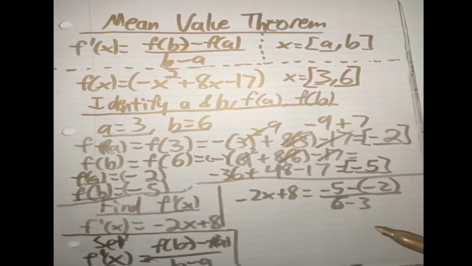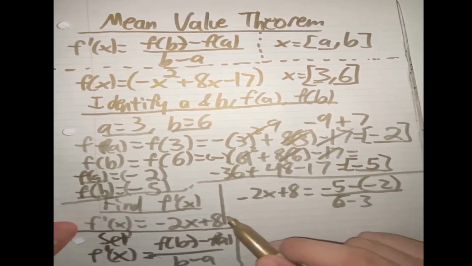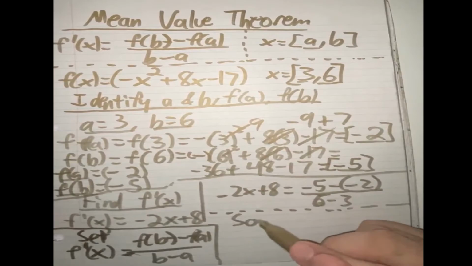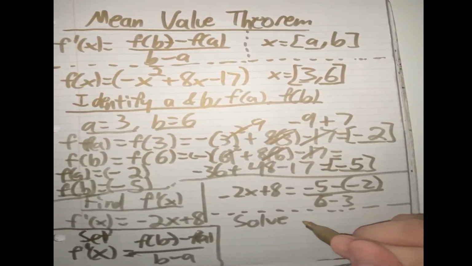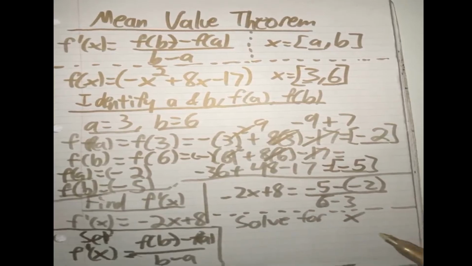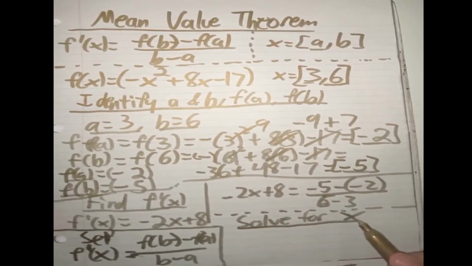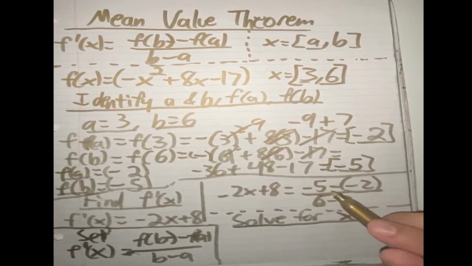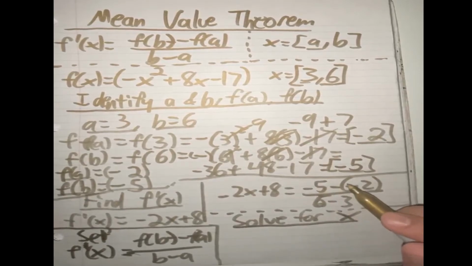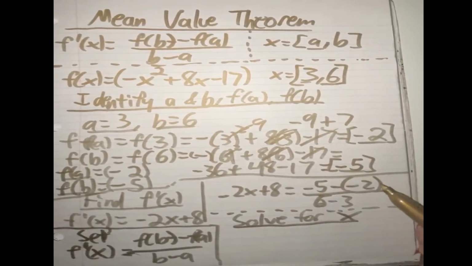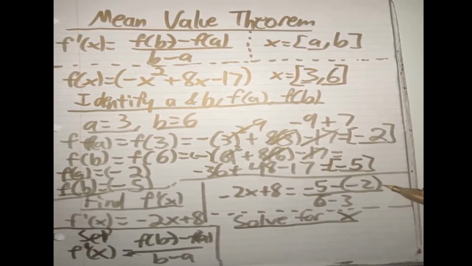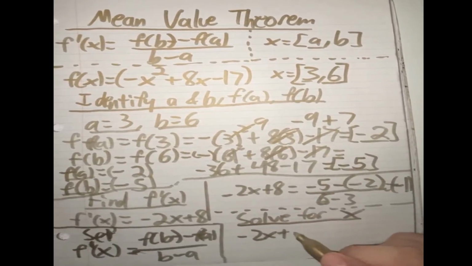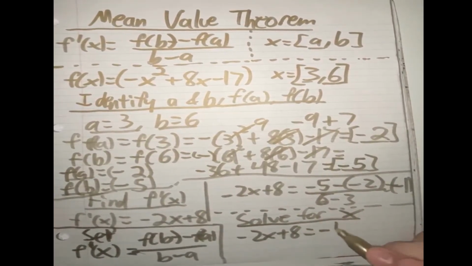Once we set it up, the next thing we would do would be to solve for x. In solving for x, this would be negative 5 plus 2, which is negative 3, over positive 3. So this is equal to negative 1. So we have negative 2x plus 8 is equal to negative 1.